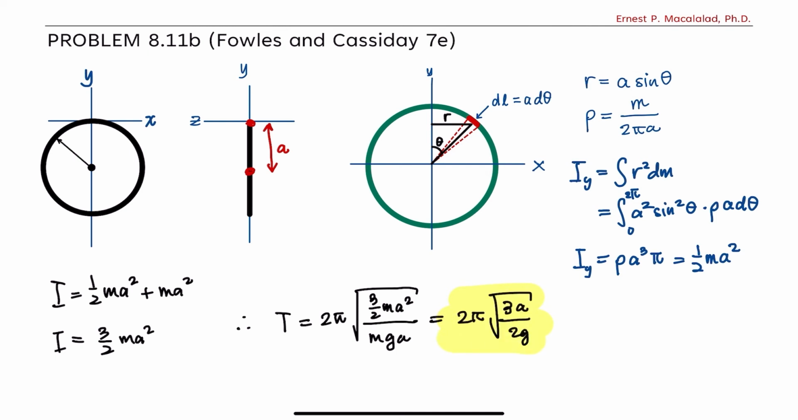And if we compare this to our previous result, this is less than the period where the object is rotated normal to the plane of the loop. This is our result from our previous example, 8.11a. So that's the solution to problem 8.11b of Fowles and Cassiday, 7th edition.